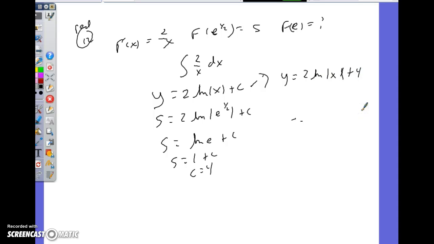Agreed? Right. Now I know what f of e is. So what do you do? Plug it in yourself. Put an e in there. So y equals 2 ln absolute value of e plus 4. Absolute value is silly. ln of e is just 1. So this becomes y equals 2 plus 4, or 6.